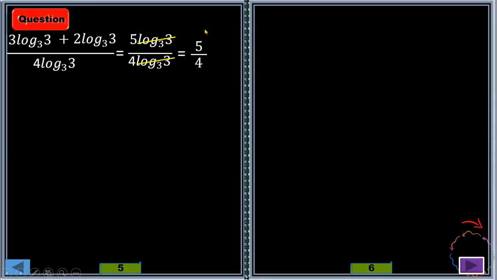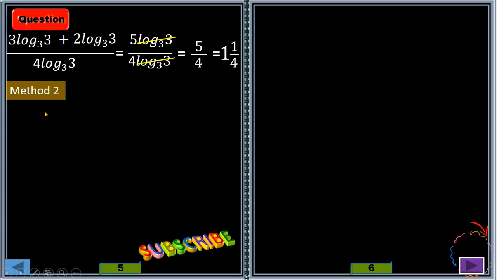This is an improper fraction. So we will have to change the answer, or convert the answer, from an improper fraction to a mixed number. So that will give me one whole number, 1 over 4. And that is the solution to that problem. Now we can also solve this problem in another way. Let's see how we can do that.